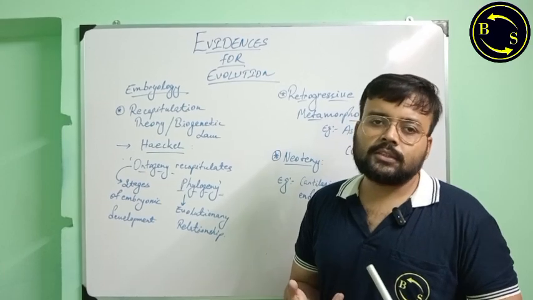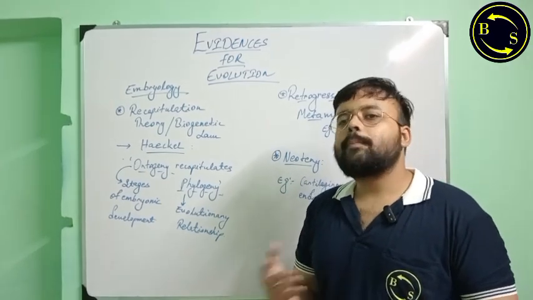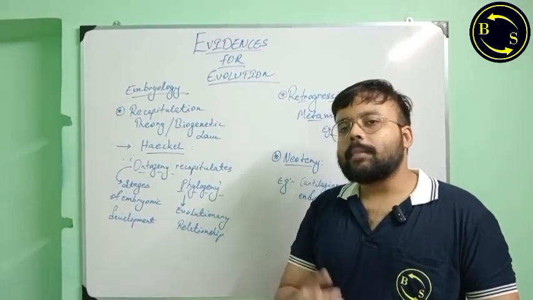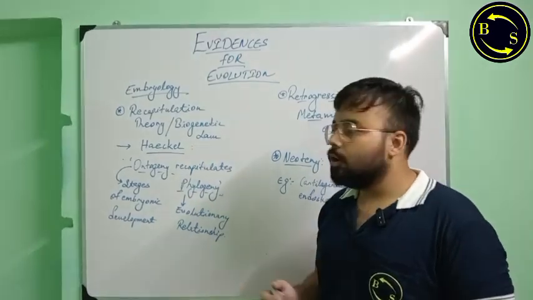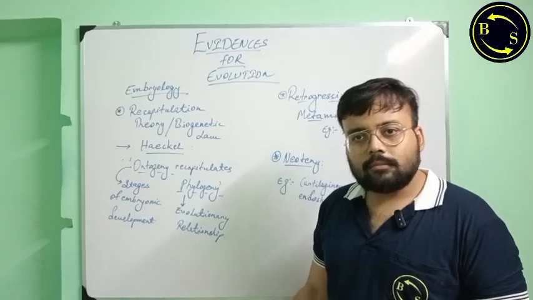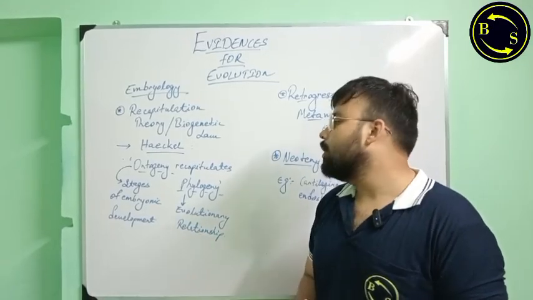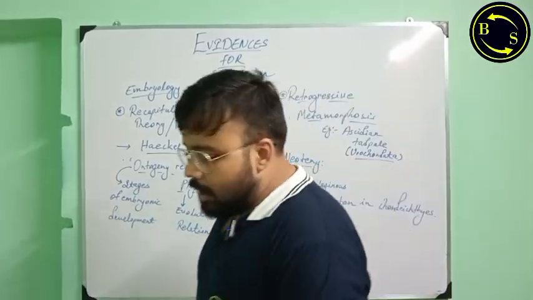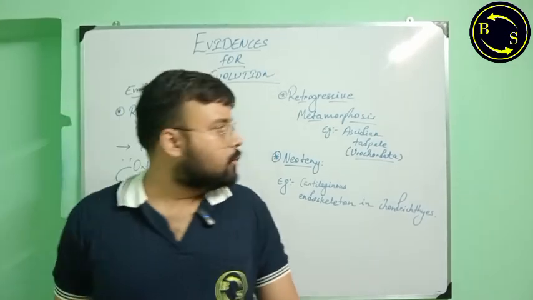That is why the genes make our development process follow a similar route, hence the biogenetic law. Okay, so this is one of the embryological evidences. There are other evidences for evolution as well.